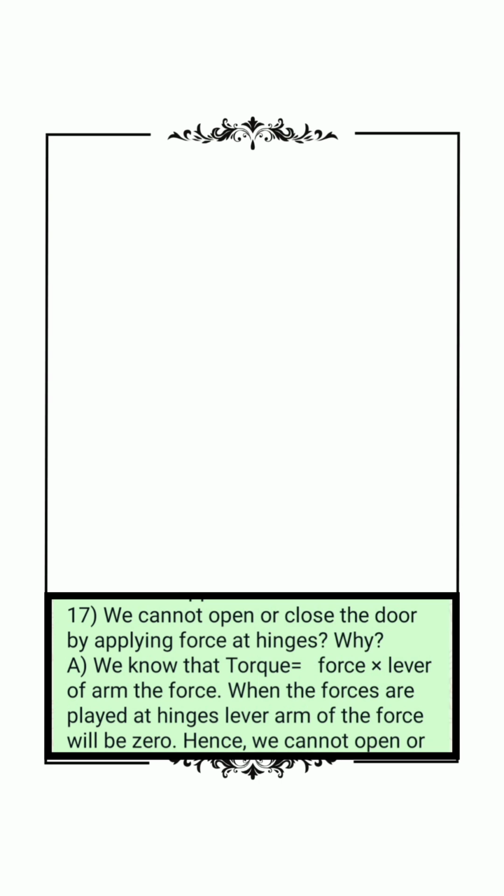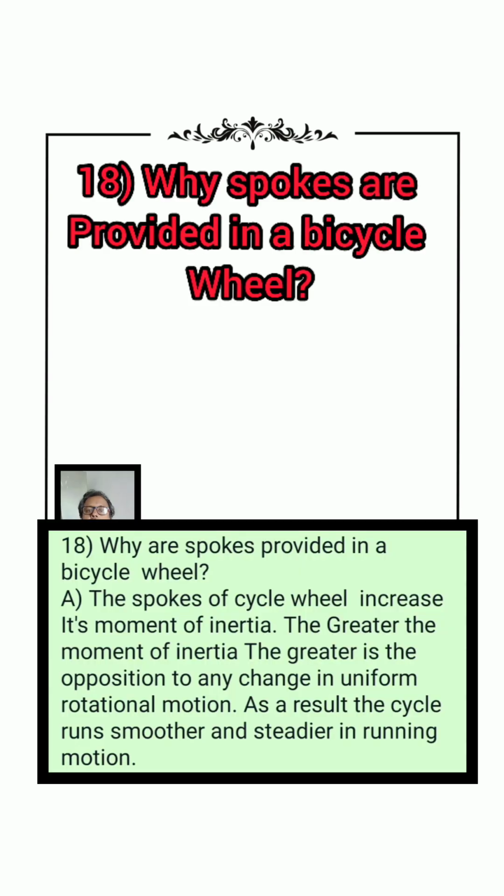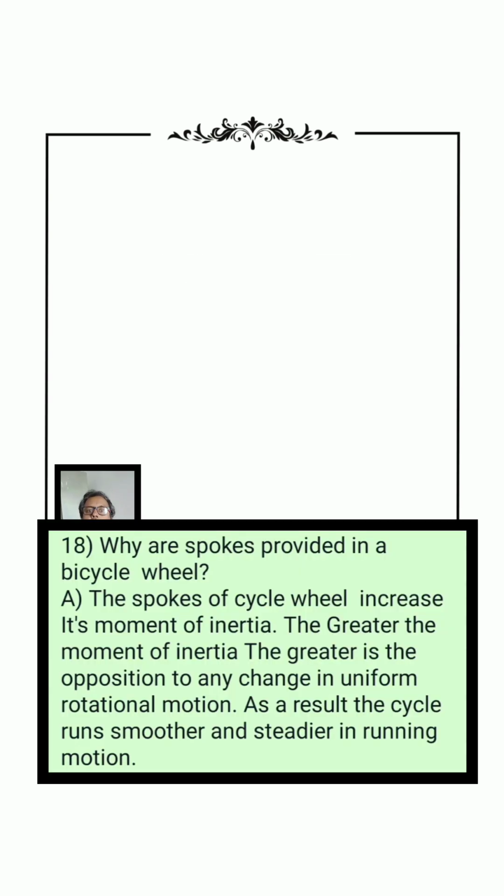18. Why are spokes provided in a bicycle wheel? A. The spokes of a cycle wheel increase its moment of inertia. The greater the moment of inertia, the greater is the opposition to any change in uniform rotational motion. As a result, the cycle runs smoother and steadier in running motion.